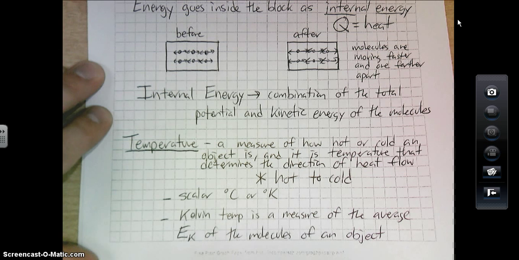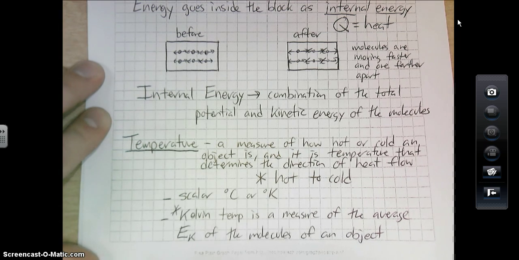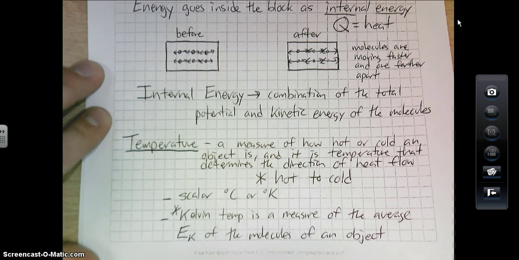Something you need to understand about temperature is that it is a scalar. I can guarantee you that in this class, you're going to be looking at it in terms of Celsius or Kelvin. This tends to be a fairly important definition: the Kelvin temperature is a measure of the average kinetic energy of the molecules of an object. And why the Kelvin temperature is so specific: energy cannot be negative. Therefore, on the Kelvin scale, 0 is the smallest number you can have. Therefore, it is effectively a measure of the kinetic energy of those molecules.